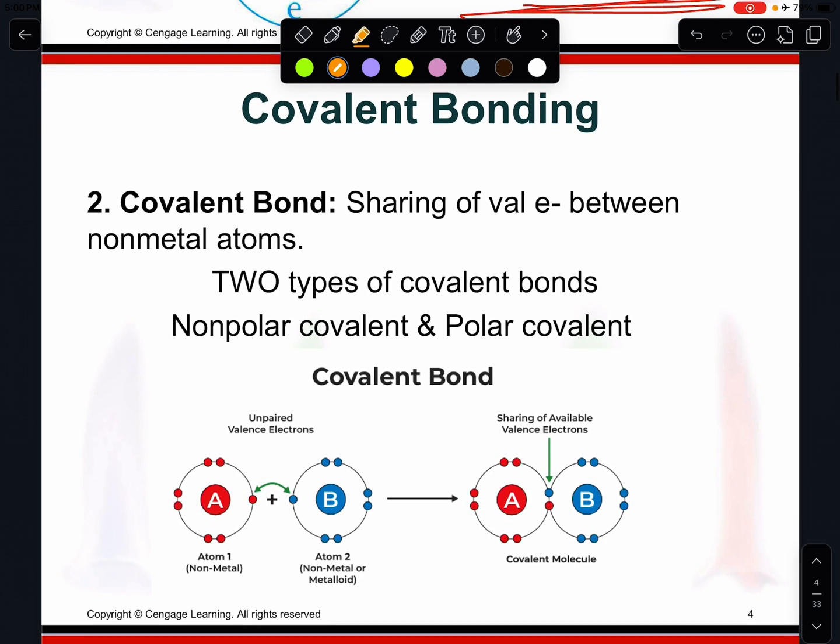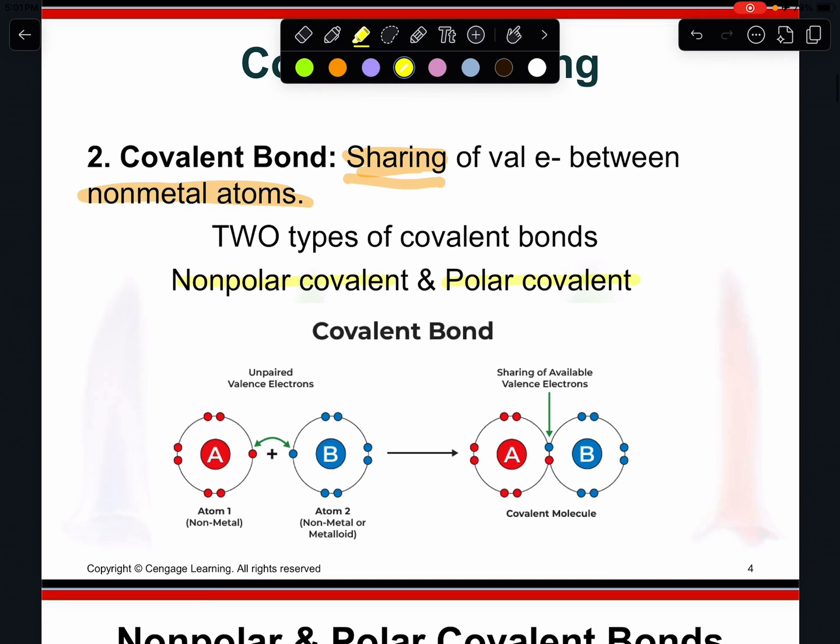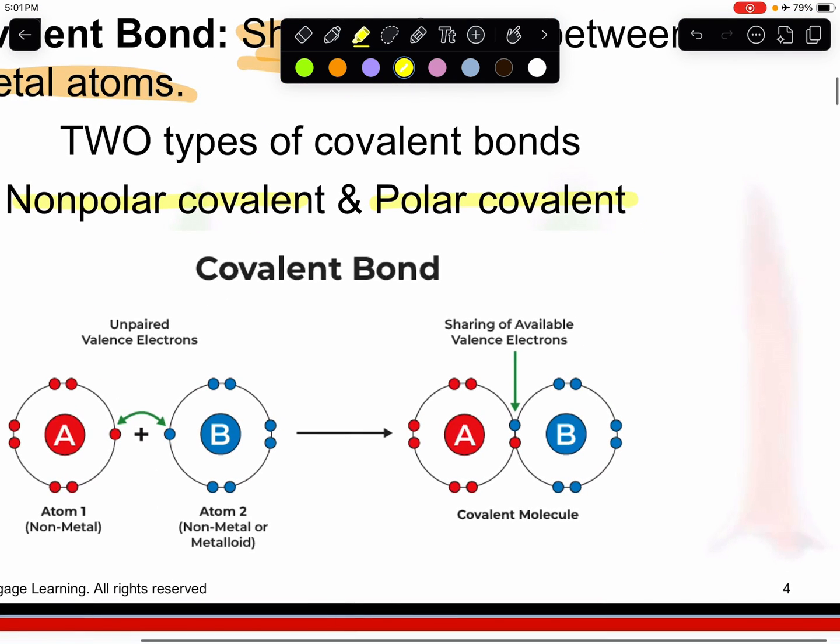Now, the other type of bonding we're going to look at is covalent bonding, and this is different because it is sharing. So the big difference here, we're looking at sharing versus ionic bonding being a transfer. So it is the sharing of valence electrons between two nonmetals. And we're going to then subcategorize into nonpolar covalent and polar covalent. But let's again just refer to this picture to help us understand the difference.